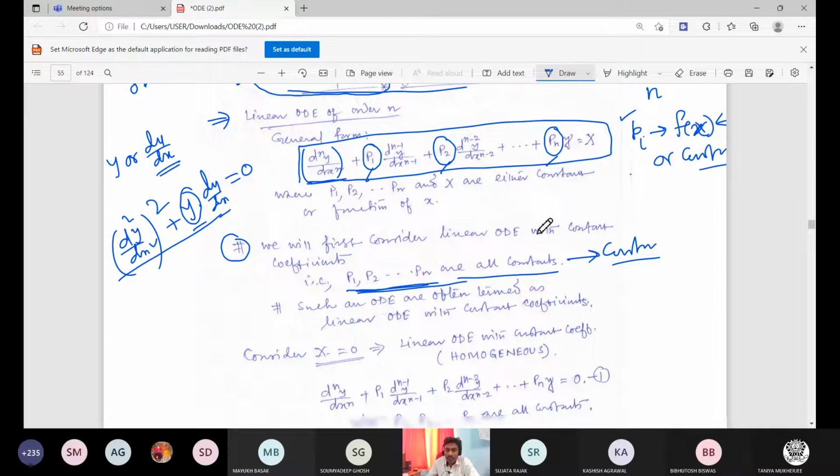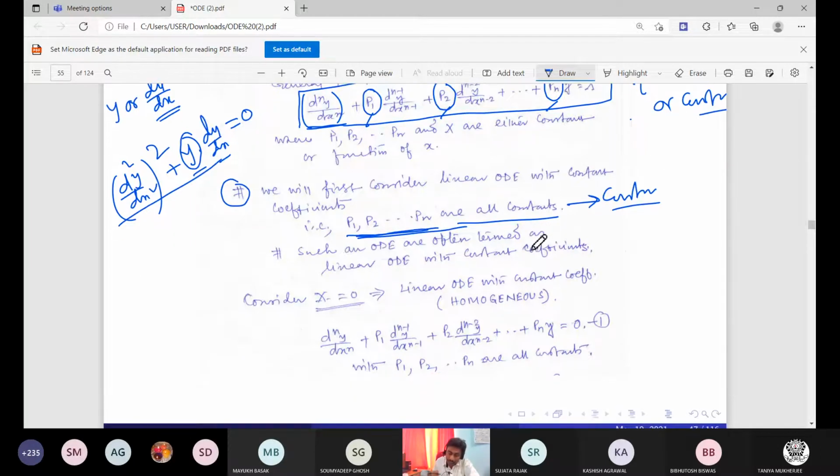Let us see first how to solve this differential equation when all these are constant. There is a name that we often relate to this case: a differential equation for which the coefficients are constant is known as a linear differential equation with constant coefficient. In your syllabus, you can see this terminology used there, linear ordinary differential equation with constant coefficient. So we'll first consider this particular case.